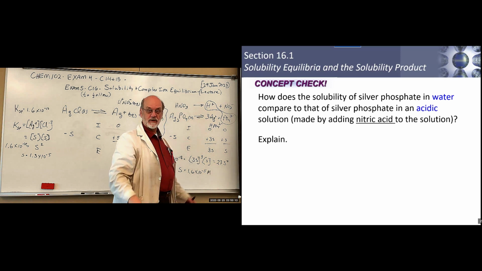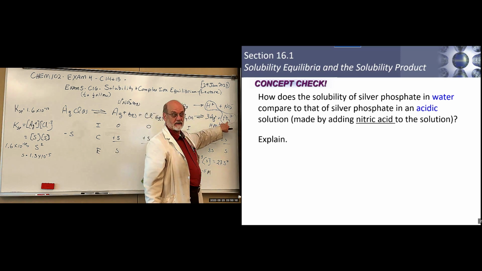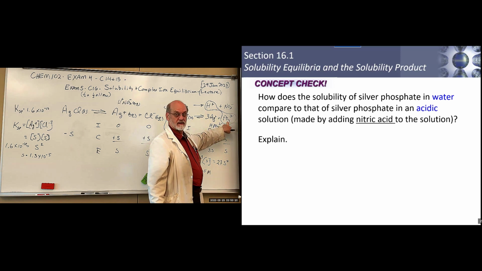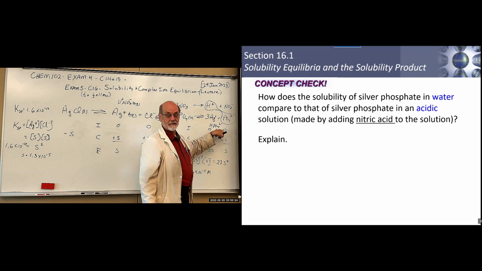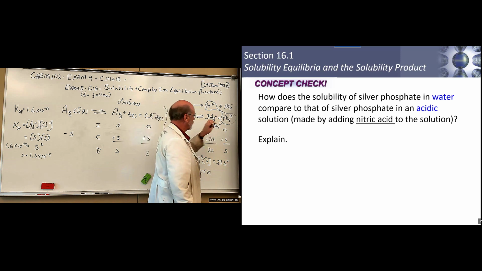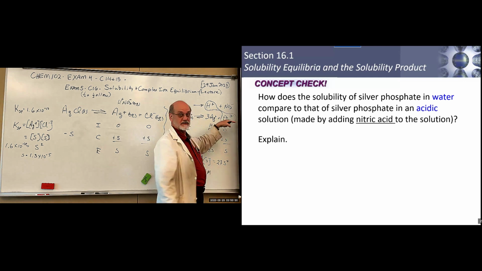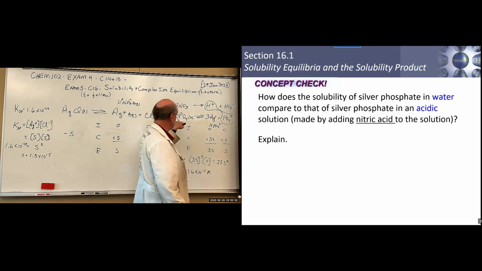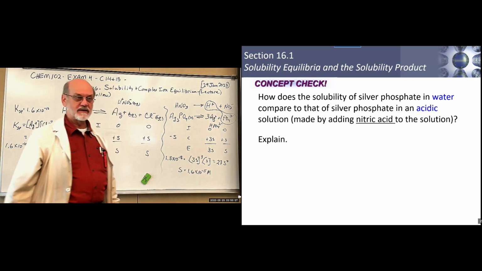Okay. So what does that do to this equilibrium? Well, it removes that product from the equilibrium. It's not part of that equilibrium anymore. It's down here with a different one. So if we remove something from this side, Le Chatelier says, going that way, it's going to make the silver phosphate more soluble by adding an acid.